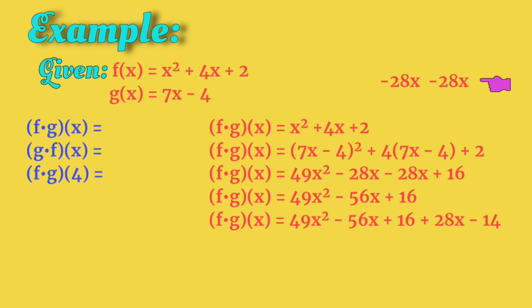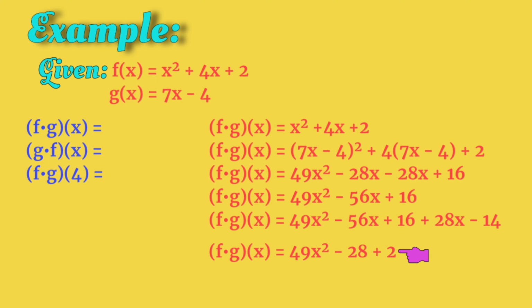Substitute the same value. Negative 28x plus negative 28x will be negative 56x. I know you were wondering, how did you get the 28x minus 14? Simply just go back to the first procedure, then 4 times 7x will be 28x. 4 times negative 4 will be negative 16, plus 2 will be negative 14.